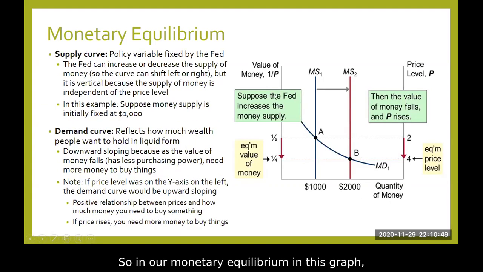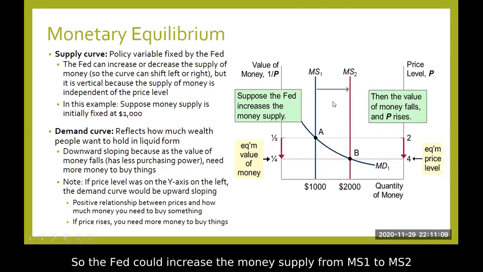Okay, so in our monetary equilibrium in this graph, we can see that the supply curve, let's look at MS1, this is money supply 1. The supply curve is vertical. Here we're saying that the supply of money is a policy variable that is fixed by the Fed.